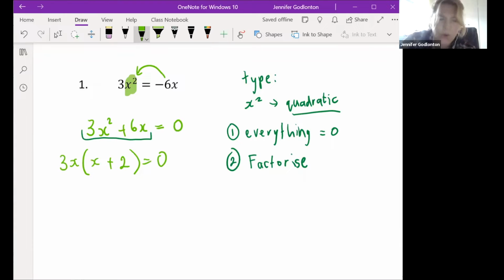Yes, ma'am. Okay, cool. Do you think you can finish it from here? Do we have someone who's able to sweep in and save Namaza? Otherwise, she's just going to be under the spot. Sorry, ma'am. Wouldn't it be 3x is equal to 0 or x plus 2 is equal to 0?